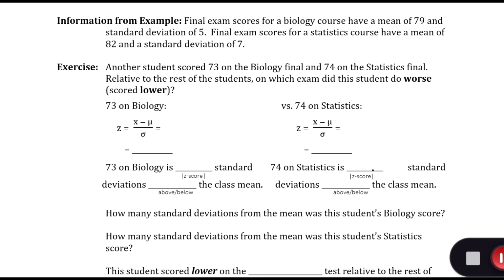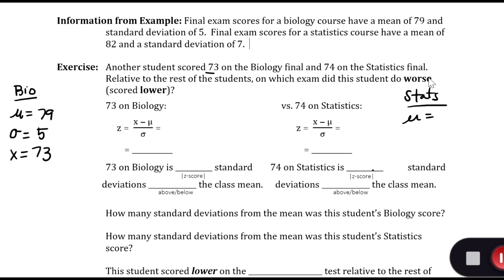Just a summary, because I like to keep everything organized. For biology, the mean mu is 79, the standard deviation sigma is 5, and the actual score is 73. For stats, the mean mu was 82, sigma, the standard deviation, is 7, and the score on the statistics final is 74.